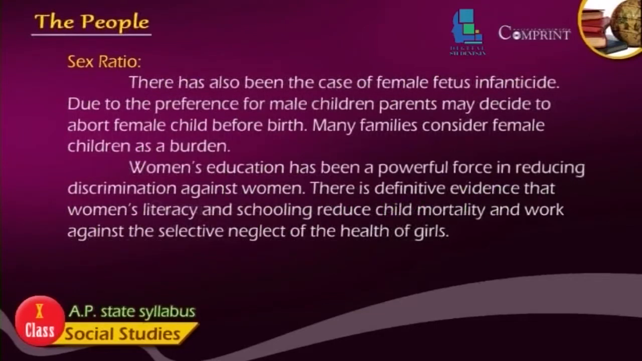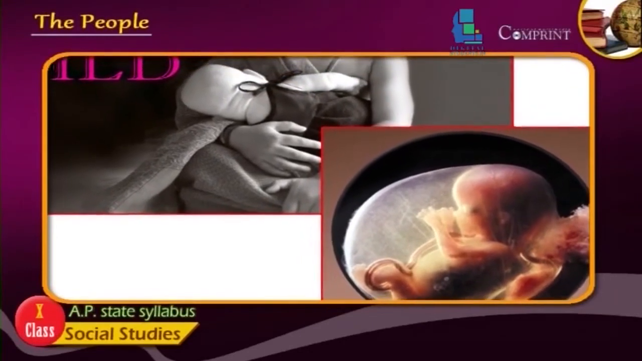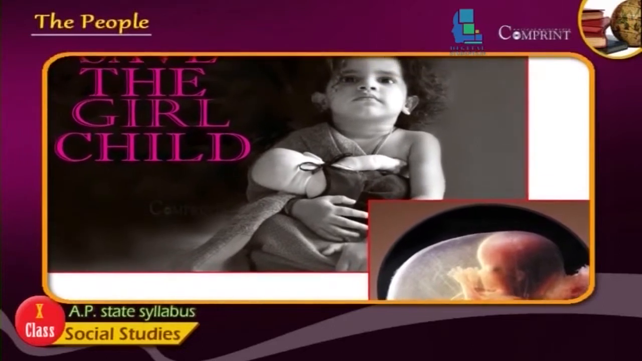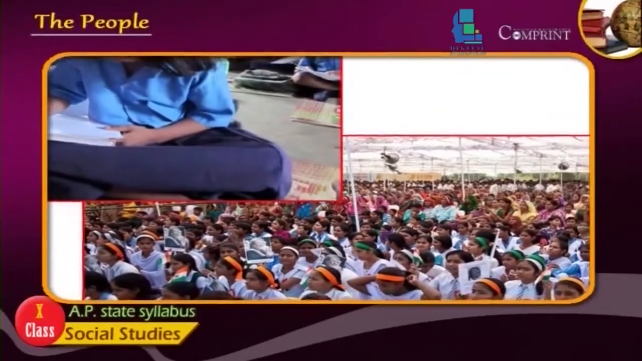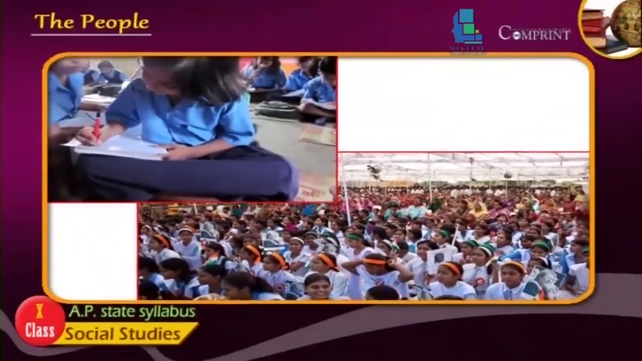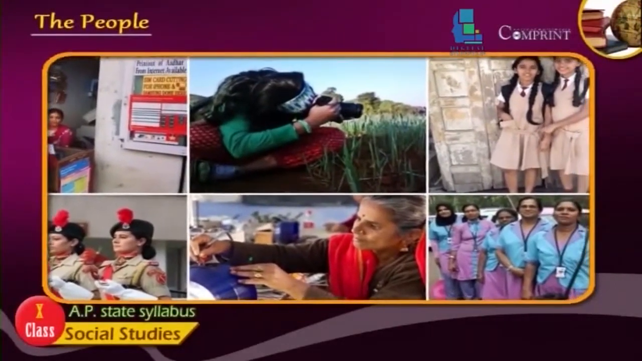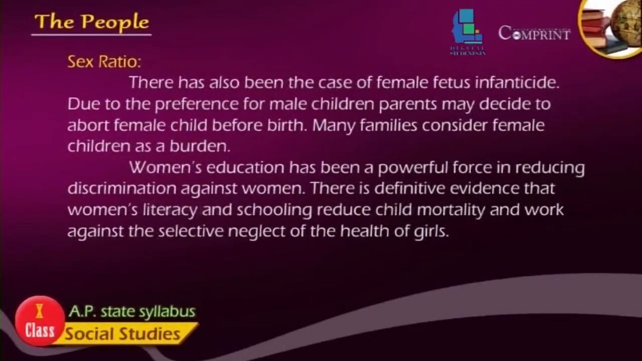There have also been cases of female feticide. Due to the preference for male children, parents may decide to abort a female child before birth. Many families consider female children a burden. Women's education has been a powerful force in reducing the discrimination against women. There is definitive evidence that women's literacy and schooling reduce child mortality and work against the selective neglect of the health of girls.